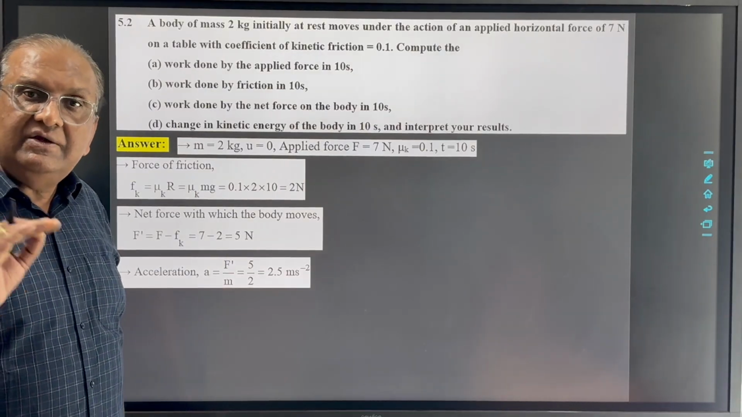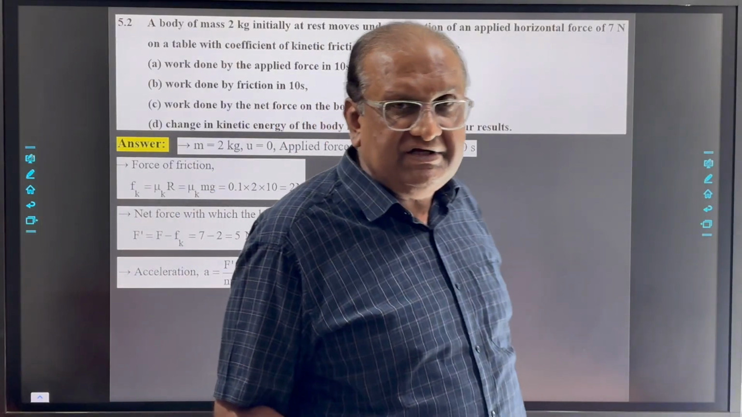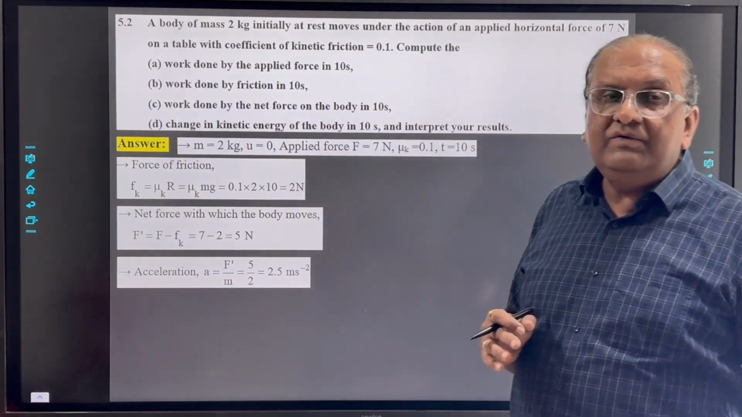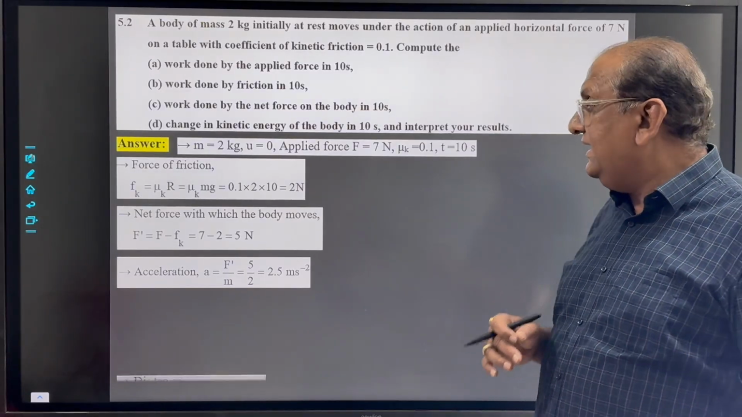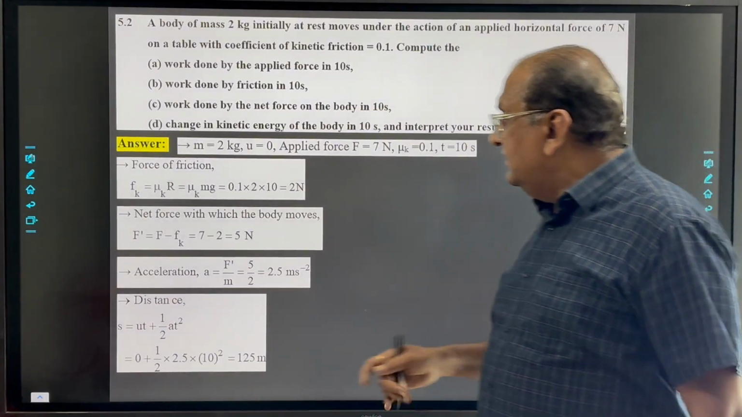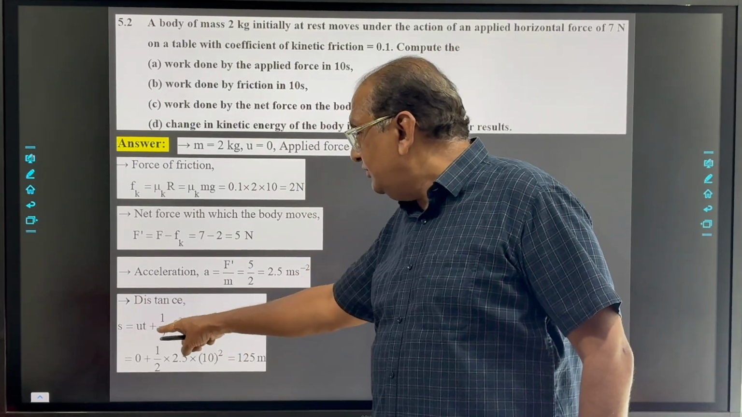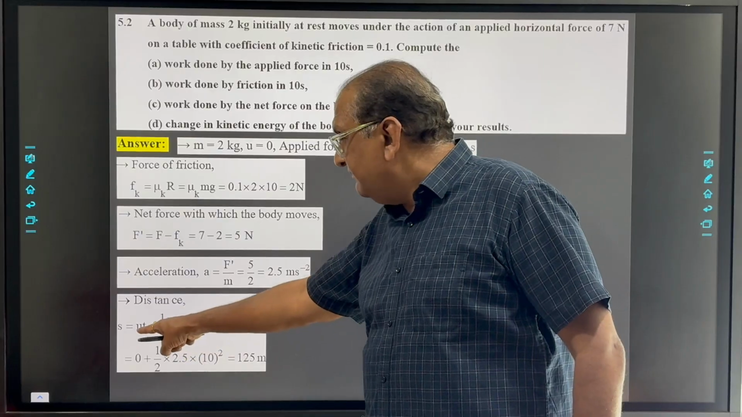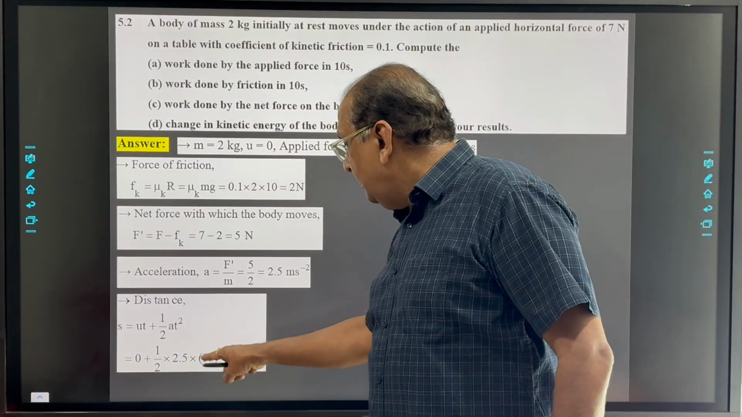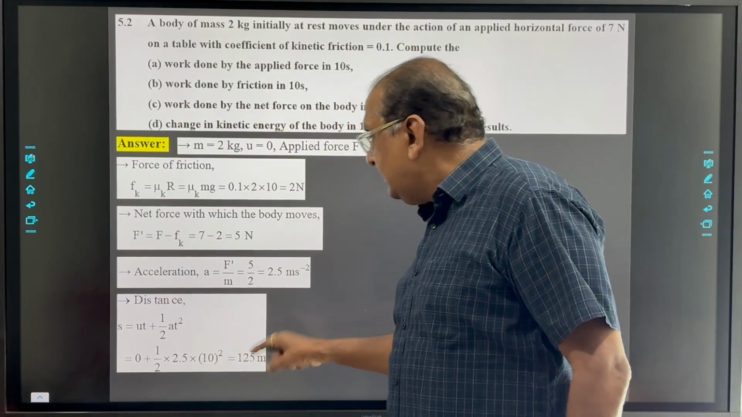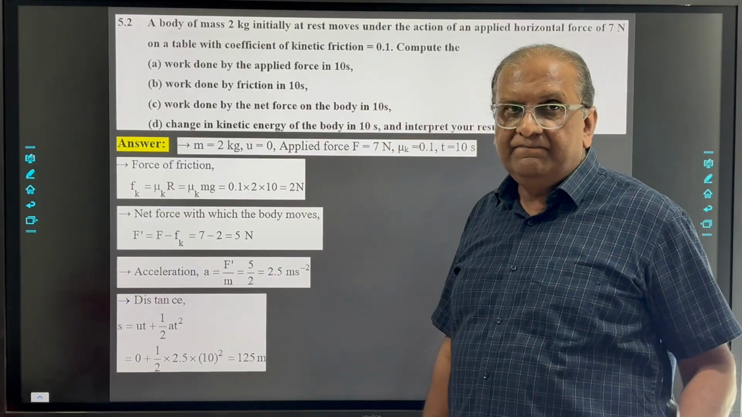So we can use the equations of motion with constant acceleration. So we have the equation S equal to ut plus half at square. Okay. So the distance covered in 10 seconds is S equal to ut plus half at square, u is 0, half into 2.5, t is 10, square of it. So the distance covered is 125 meters.